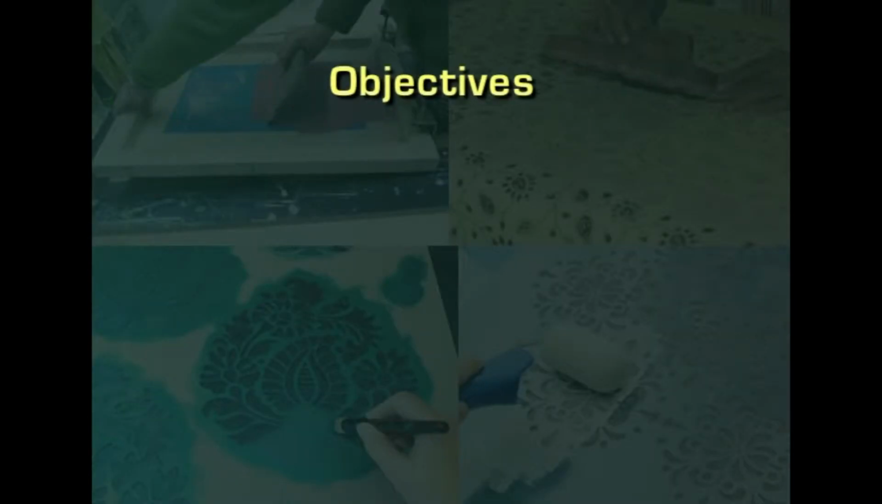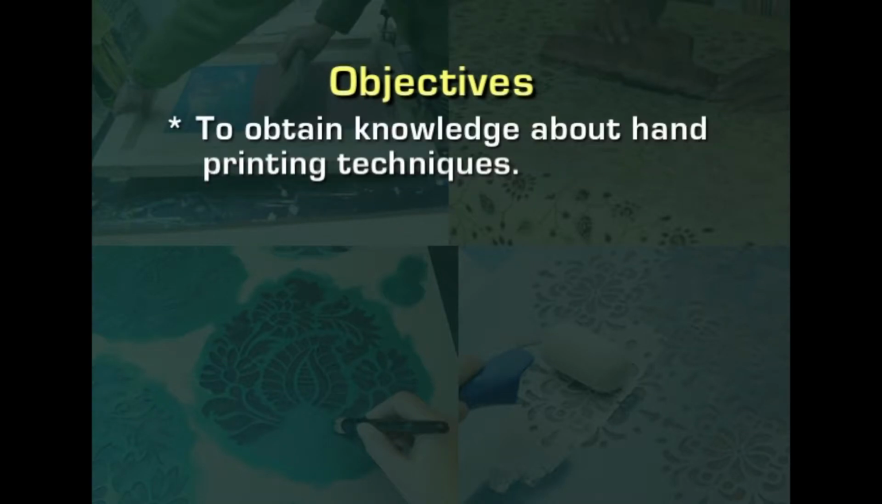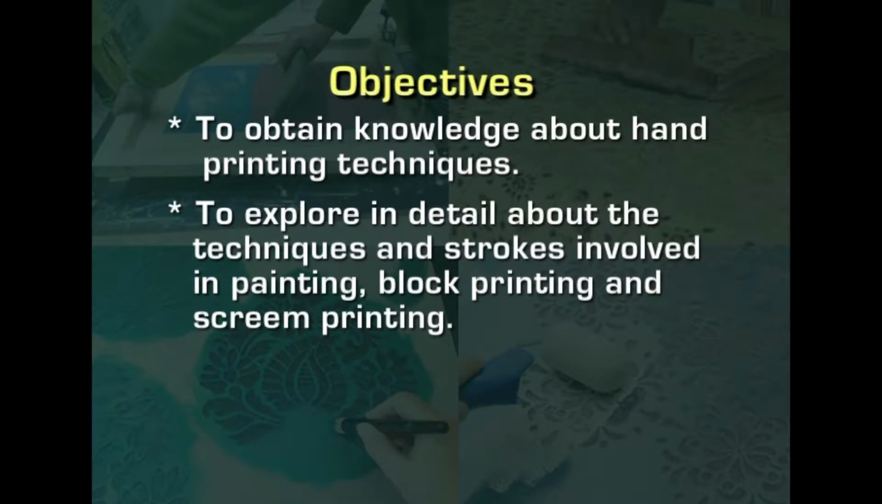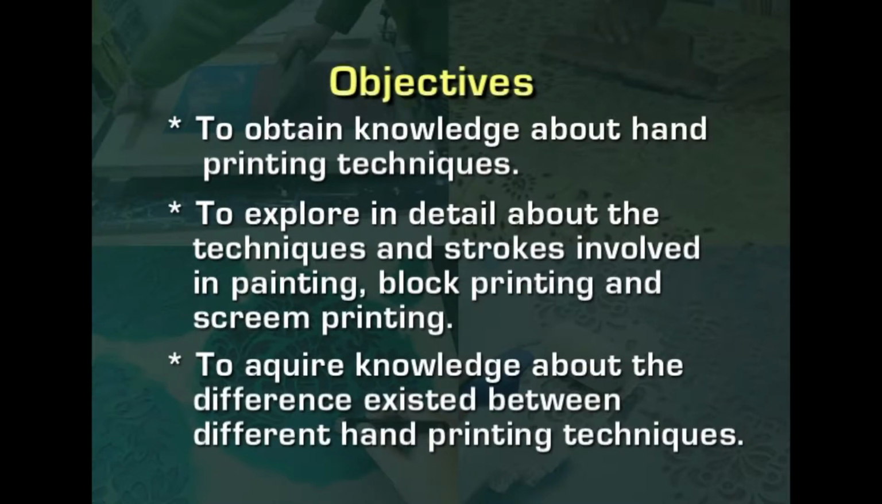Hello students, today we are going to learn about different hand printing techniques like painting, stencil printing, block printing, spray painting and hand screen printing techniques. Coming to the objectives of the study: to obtain knowledge about hand printing techniques, to explore in detail the techniques and strokes involved in painting, block printing and screen printing, and to acquire knowledge about the differences that exist between different hand painting or printing techniques.